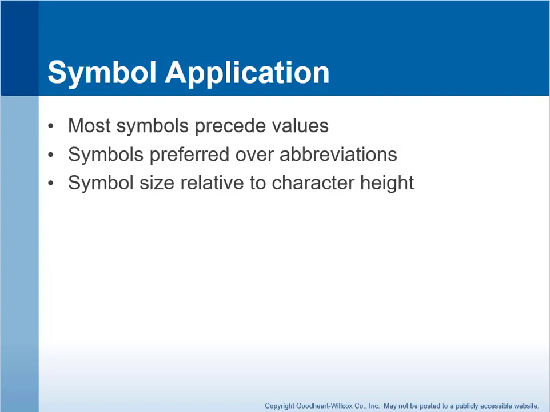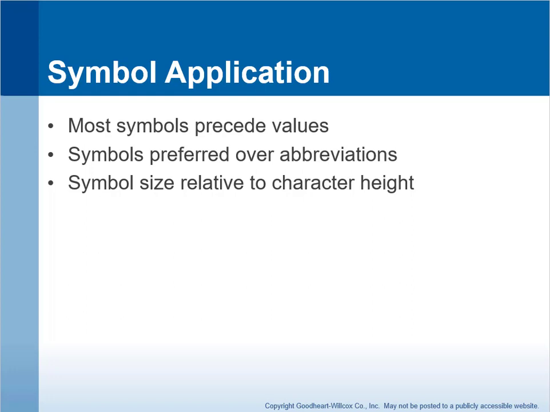So, feature of size. Symbol applications. Okay, so generally, most symbols will precede the value, which means that the symbol comes first and the value comes second. Symbols are preferred over abbreviations because symbols take up less space. Abbreviations can be misinterpreted, so we like to use symbols. And then the symbol size is relative to the character height. And your textbook talks about the relative size of symbols relative to the text size.